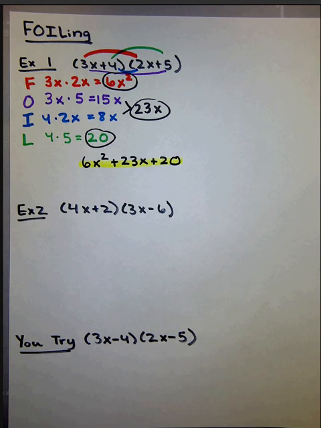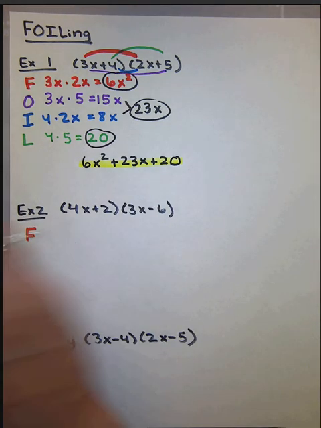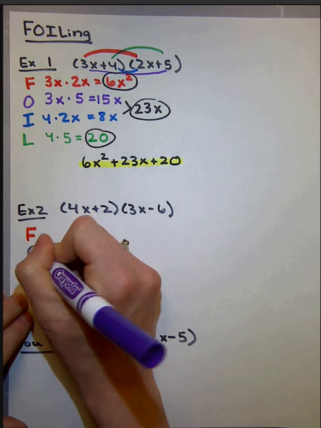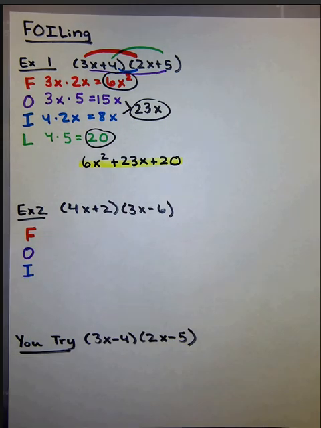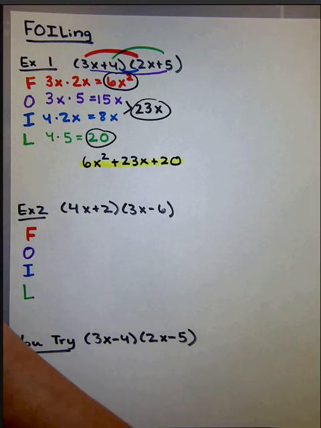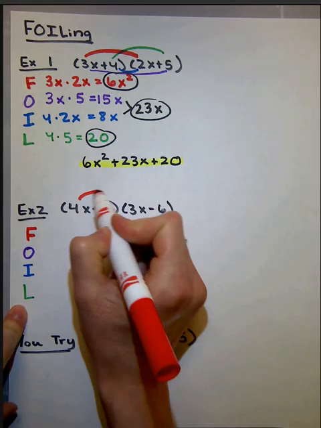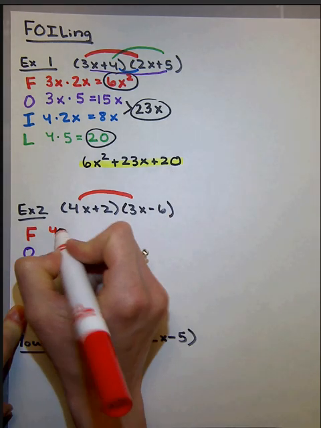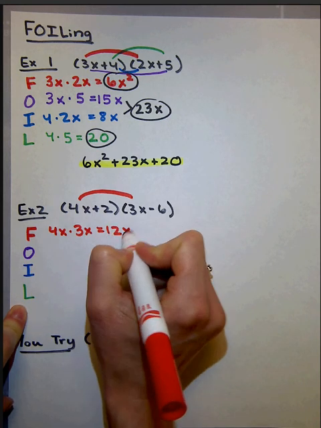So let's go ahead and look at another example. So again, first thing I'm going to do is write the FOIL down my sheet of paper. And again, I want you to do this and show your work just like this. And so I'm going to multiply my first. So that's the 4x and the 3x. So I write down 4x times 3x, which is 12x squared.